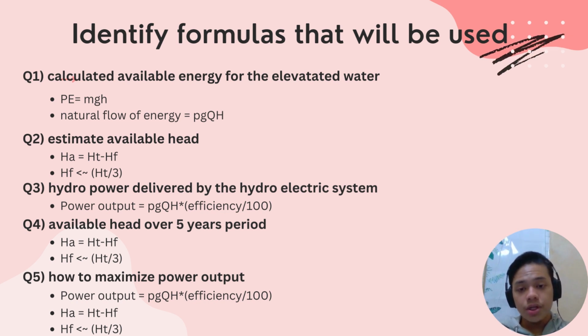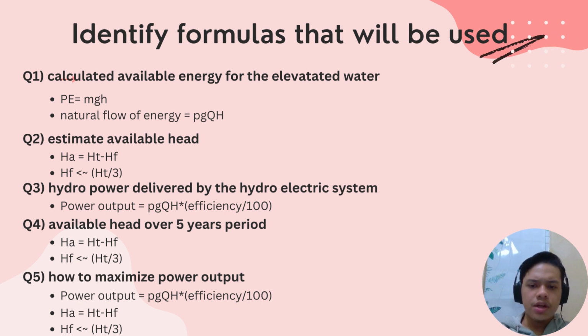So for the second question, it wants us to estimate available height if it has a good piping system. We will use the formula HA equals HT minus HF, which is HA is available head equals HT total head minus HF, the friction loss in the pipe. The friction loss in the pipe is approximately less than total head over 3.